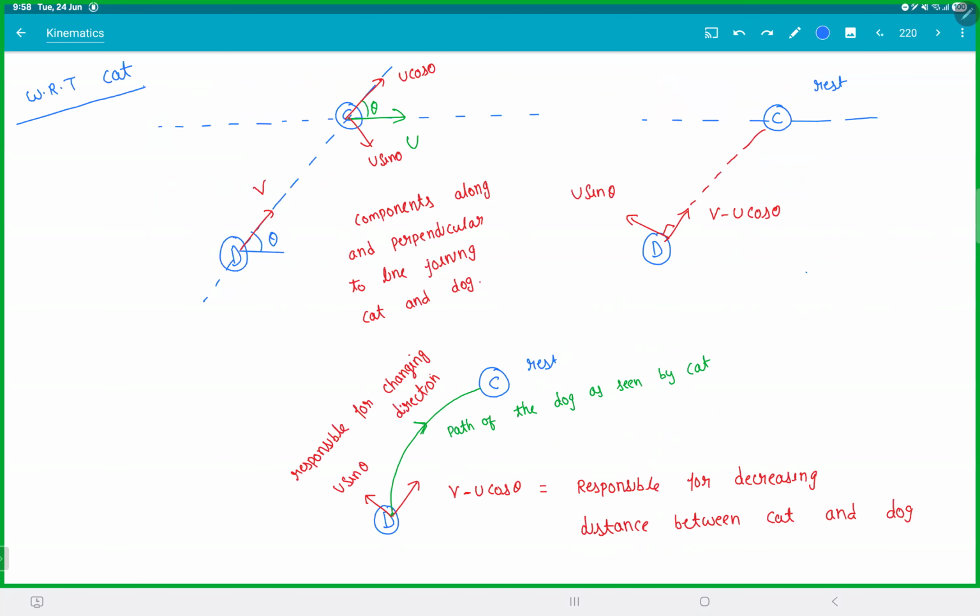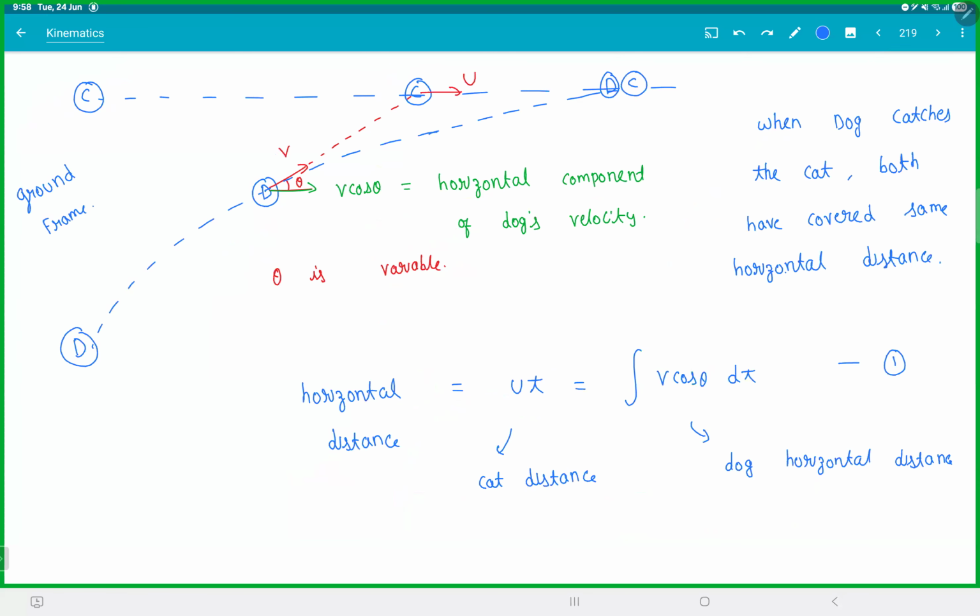But this is what is happening with the whole motion here. The cat will think the dog is coming like this. This is happening in the ground frame. Here, if you want, you can write vertical also. Integral v sin theta dt is equal to L, but this is useless. You can't use this anywhere.